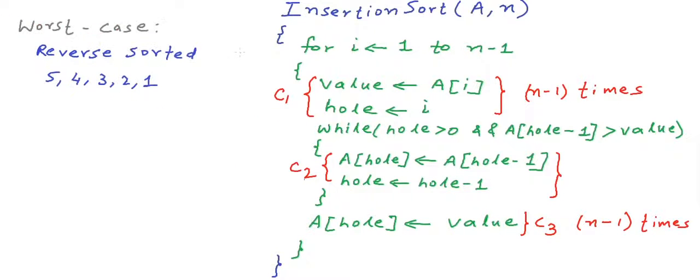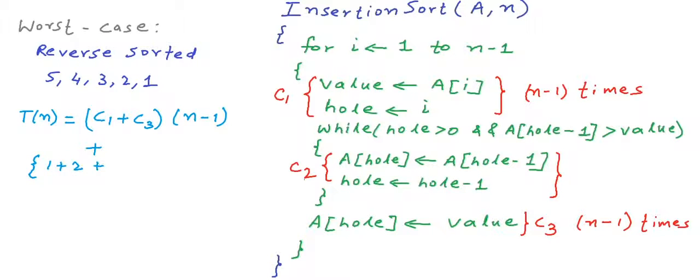We will have a worst case when we'll have a reverse sorted array, something like 5, 4, 3, 2, 1. In that case, for i equal 1, the statements inside the while loop will be executed once. We will have one shift. For i equal 2, we will have two shifts. And we will go on like this. For i equal 3, we will have 3 shifts. And for i equal n-1, we will have n-1 shifts. So overall cost will be something like c1 plus c3 into (n-1), and 1 plus 2 plus 3 plus all the way till n-1 times c2. And if we will evaluate this arithmetic progression, we will get n into (n-1) by 2.